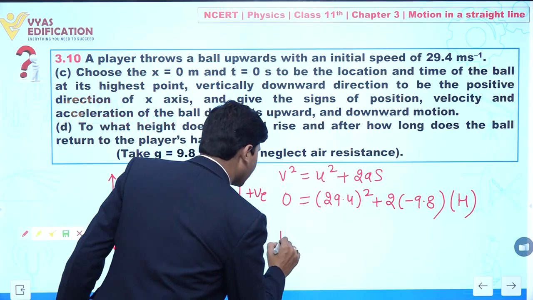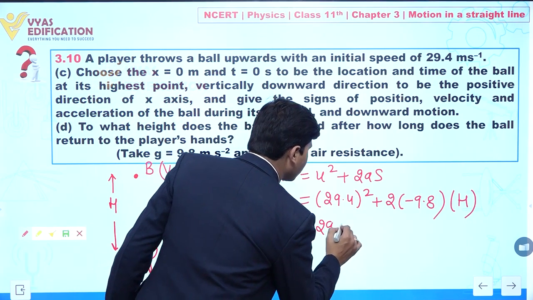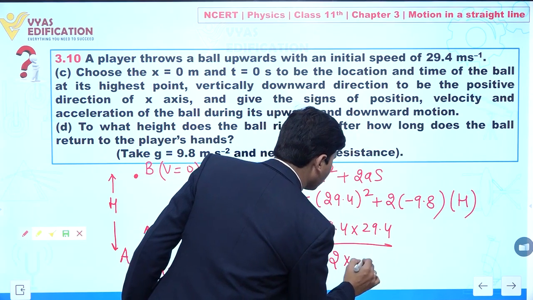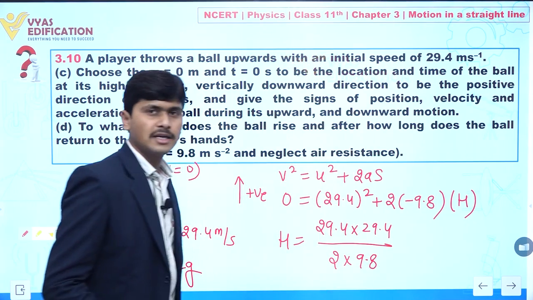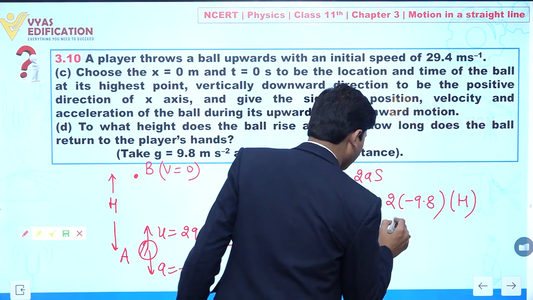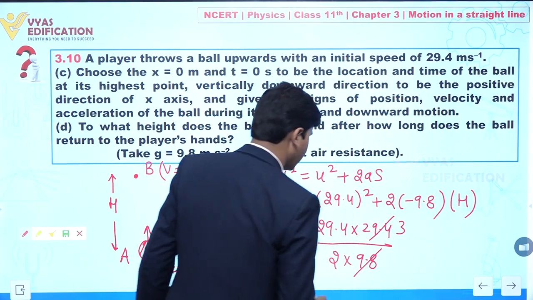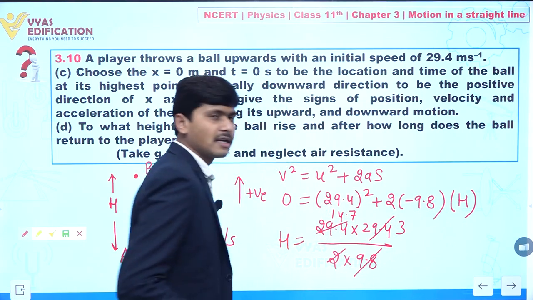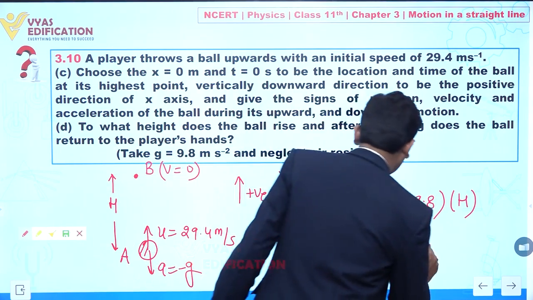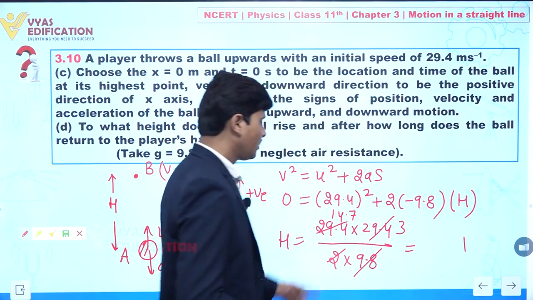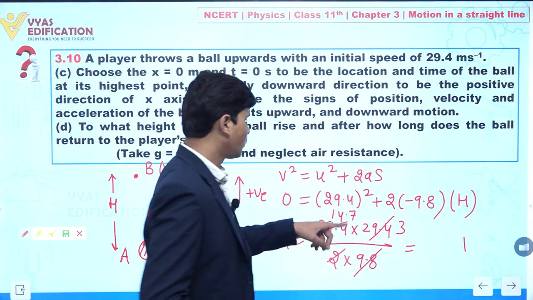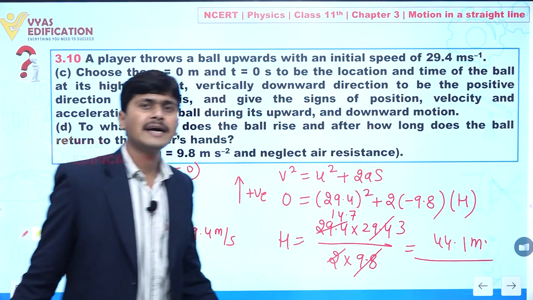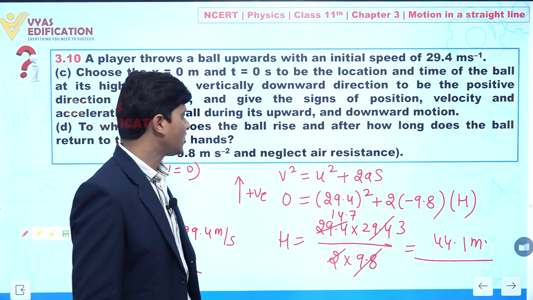From here you can write h equals 29.4 squared divided by 2 times 9.8. Now 29.4 is 3 times 9.8, and from here you can simplify and calculate, and this gives 44.1 meters. So the maximum height is 44.1 meters.